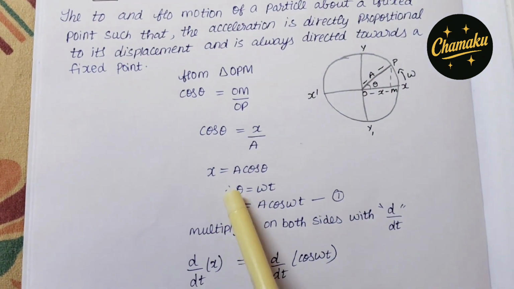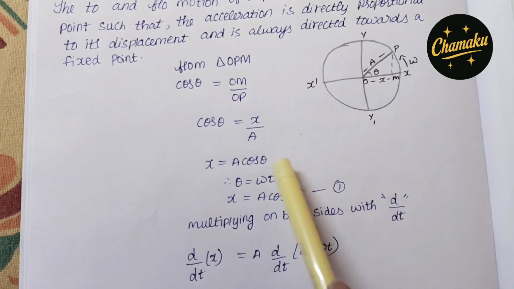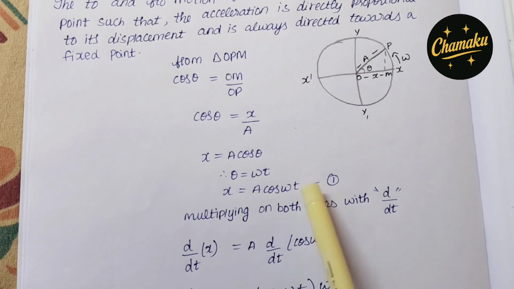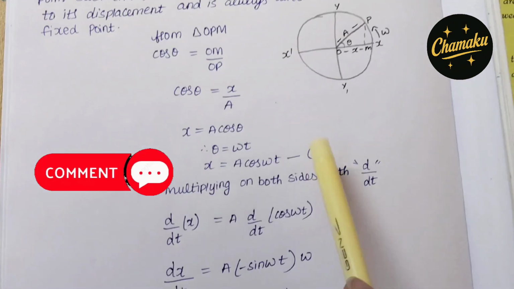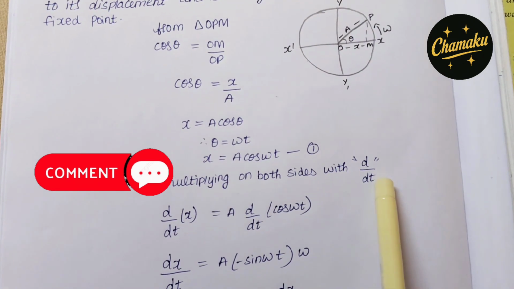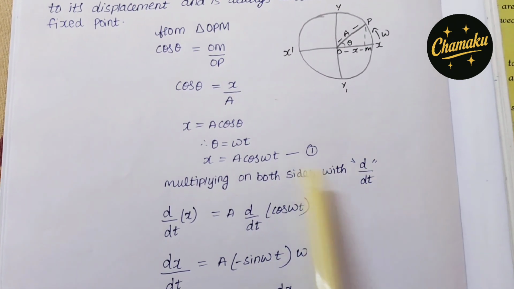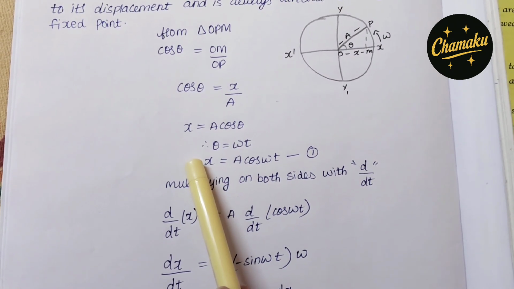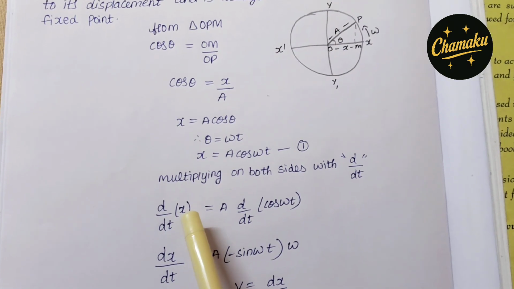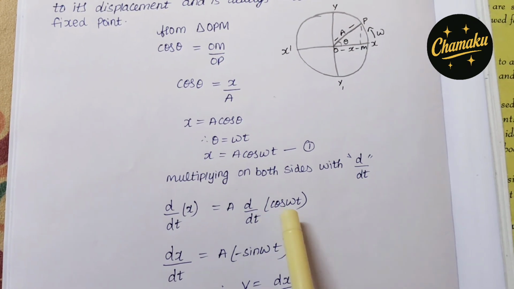So theta is equal to omega t. In the place of theta we have to take omega t. Okay, so x is equal to a cos omega t. So this is equation number 1. Multiplying on both sides with d by dt, on the left side and also the right side. So d by dt of x is equal to a into d by dt of cos omega t.